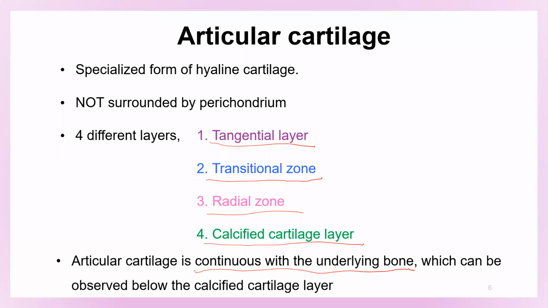These 4 different layers are seen according to the chondrocytes, which are arranged in different patterns in the articular cartilage. From the superficial to the deep layers, the chondrocytes are arranged in different manners so that you get these different layers. It is one of the thickest cartilages that you see, and it is very important in the synovial joints.